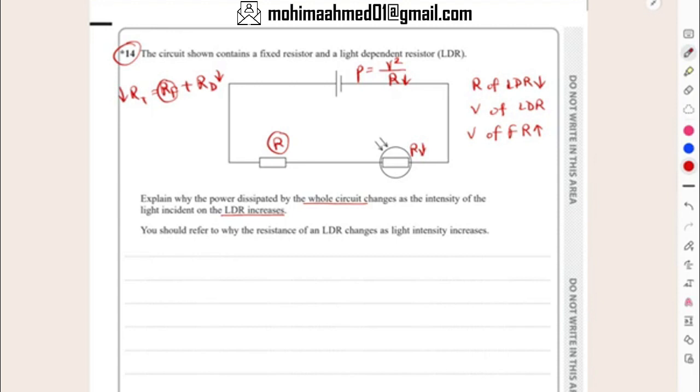As the LDR and the fixed resistor are connected in series and the resistance of the LDR drops down, whenever any one of the components' resistance decreases in series, the total resistance of that circuit decreases. In that case, according to this equation, as resistance and power are inversely proportional, the power dissipated by the entire circuit would increase, right? Because they are inversely proportional. So now write the answer. I hope it was clear for everyone.